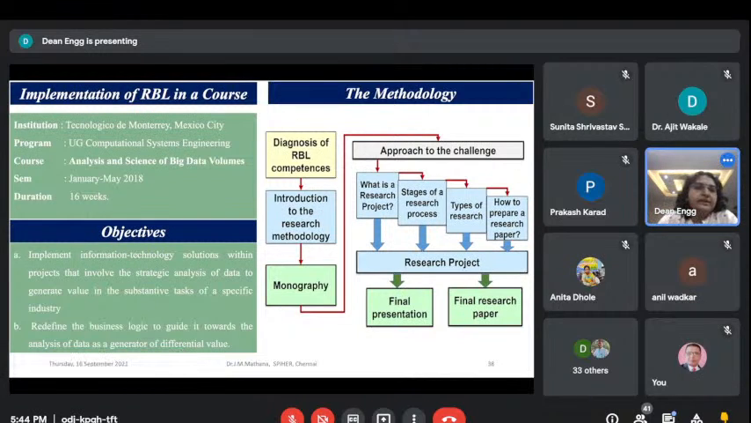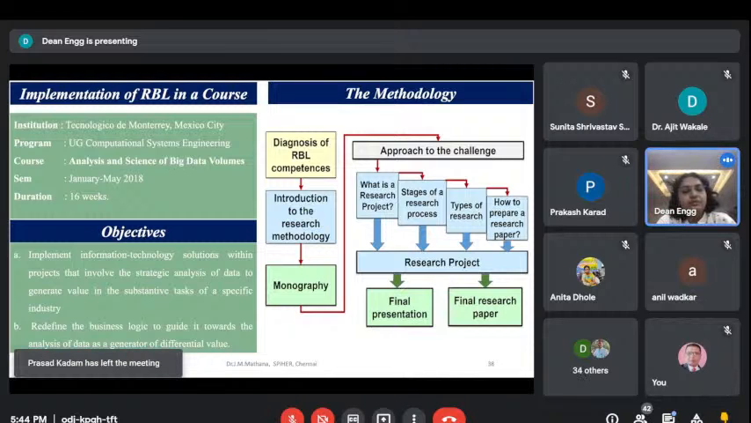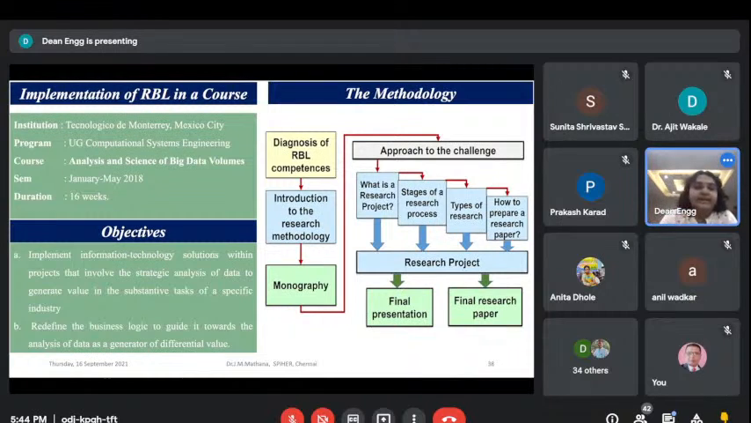The objective of the subject is to implement information technology solutions within projects that involve the strategic analysis of data to generate value in the substantive tasks of a specific industry, and to redefine the business logic to guide it towards the analysis of data as a generator of differential value. That's not important for us. Now, this block diagram shows how they linked research in this particular course, Analysis and Science of Big Data Volumes.